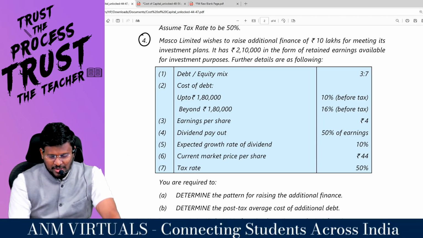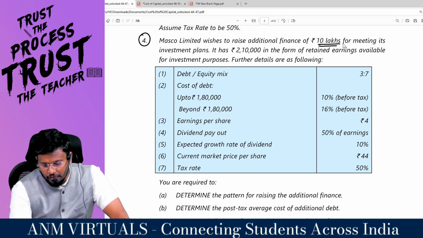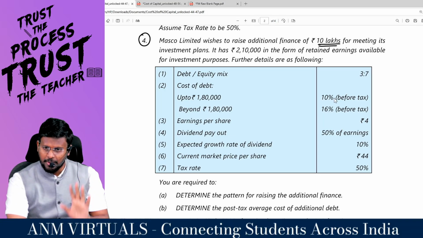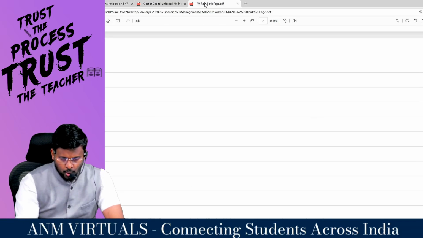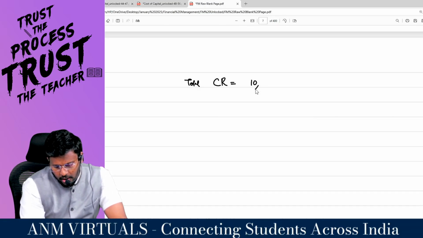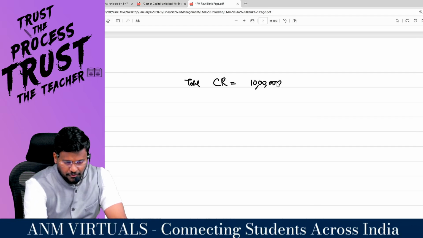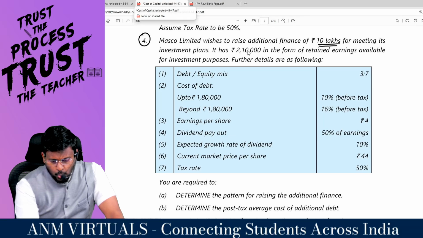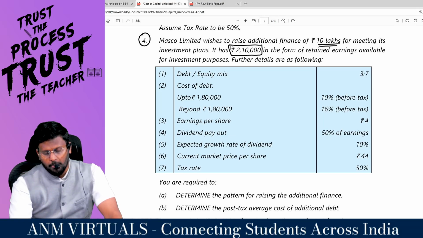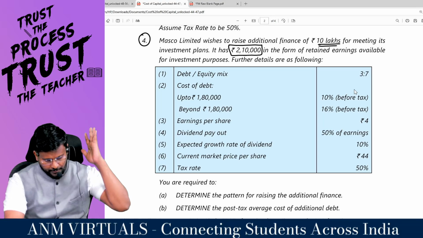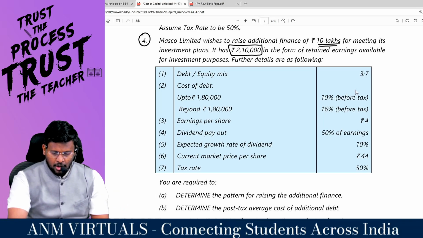Masco Limited wishes to raise additional finance of 10 lakh. Totally they want to raise 10 lakh for meeting its investment plan. So total capital required is equal to 10 lakhs. It has 2,10,000 in the form of retained earnings available. Already they are having 2,10,000 in their pocket for investment purpose. Further details are as follows.